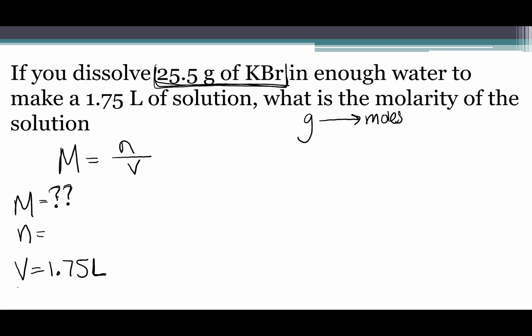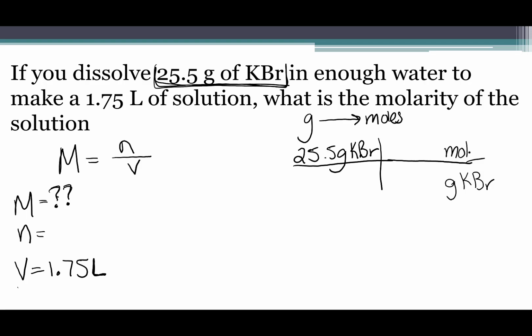Okay. So before we can plug and chug into our molarity equation, I first have to make this unit conversion from grams to moles. So making that conversion, we start with 25.5 grams of KBr. Set up our train tracks. Grams of KBr is going to go down here, and moles of KBr on the top. Okay, so we're going to get rid of grams. We're going to eventually solve for moles.